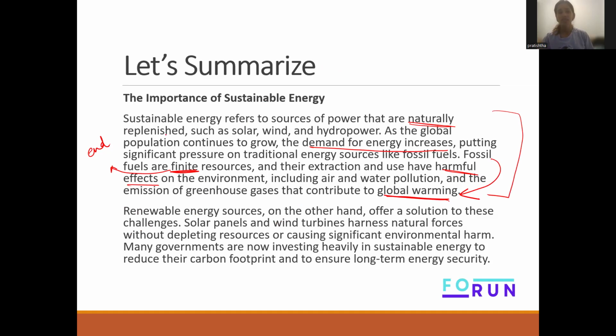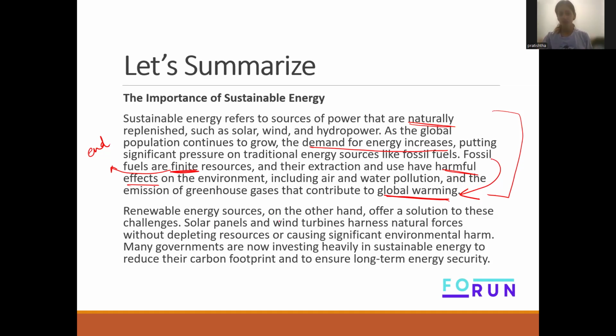So I'm essentially just saying that sustainable energy is naturally replenished, while fossil fuels are not just finite, but they also contribute to global warming. That is my main crux. That's my summary of the first paragraph.